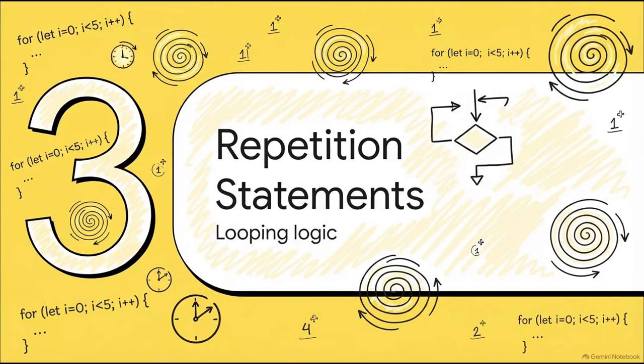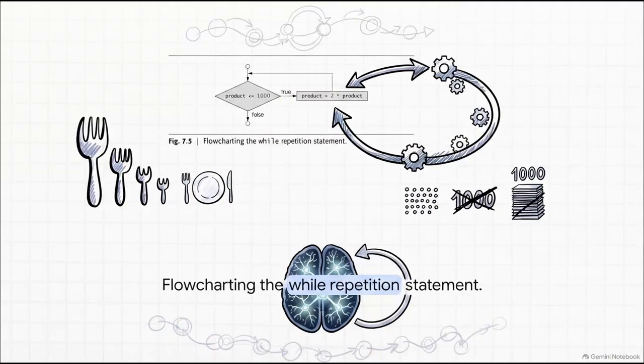All right, Section 3, looping logic with repetition statements. This is where we teach the computer to repeat actions. The most basic way is the while loop, which literally just circles back on itself. It checks a condition first, like, is this product less than or equal to 1,000?